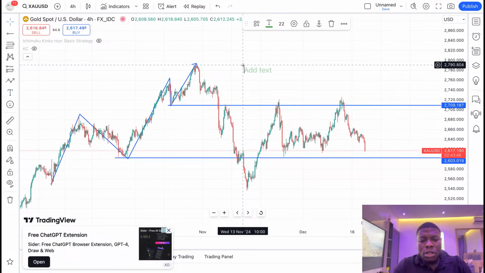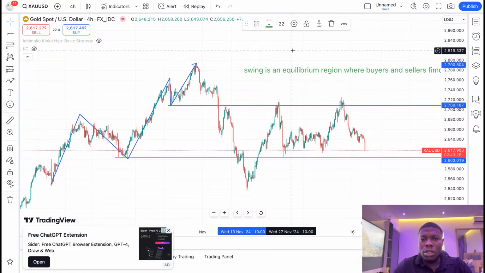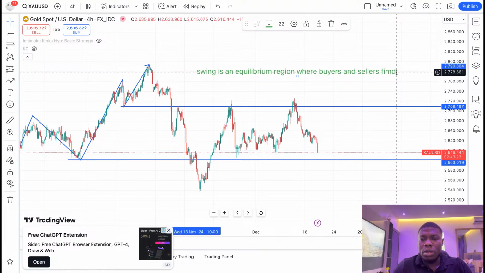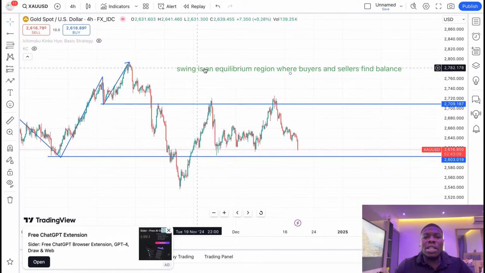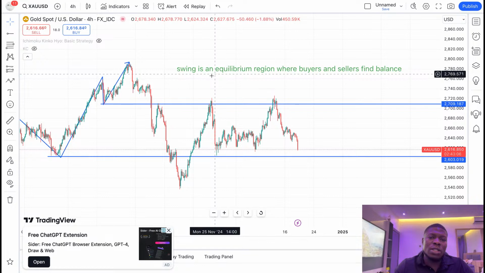You can say equilibrium region where buyers and sellers find balance. So this is a swing, so where buyers and sellers find balance. It's just an equilibrium region.